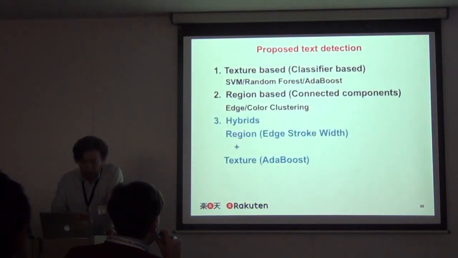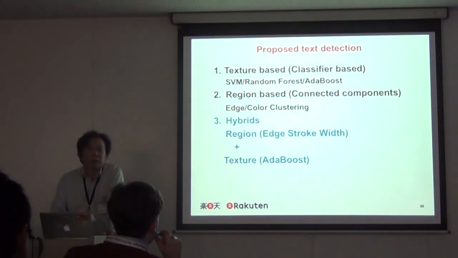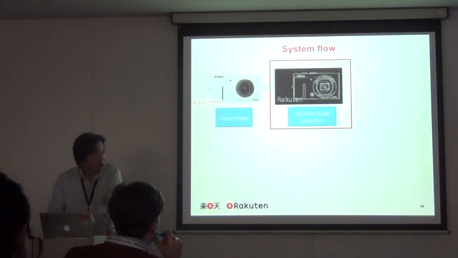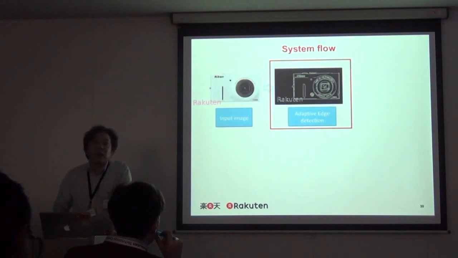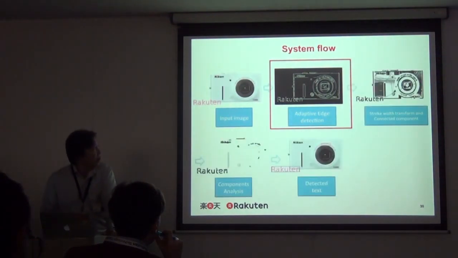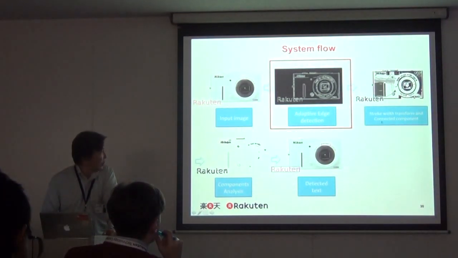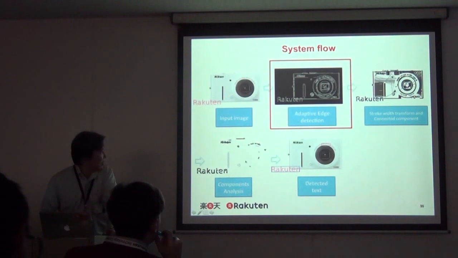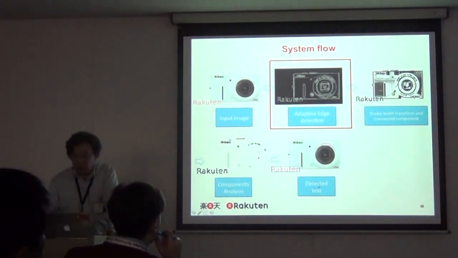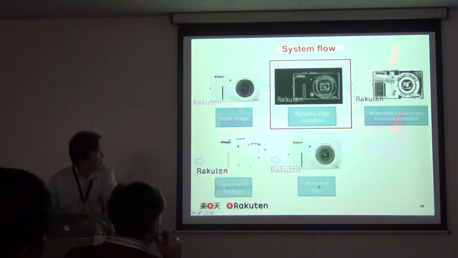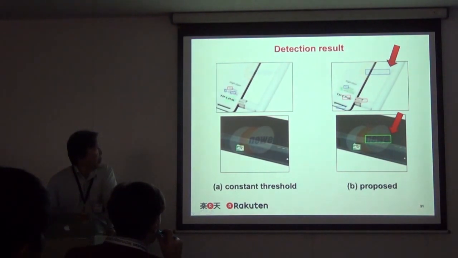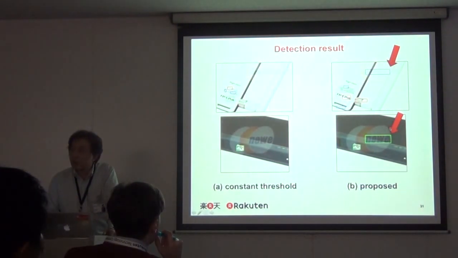Then the overall system is based on the latest hybrid method. Here is the system flow after adaptive edge detection. We're going to get some components using one of the region-based methods called stroke width transform, followed by component analysis. Then we're going to get the text detection. These are the detected results. We were able to detect transparent text locations.